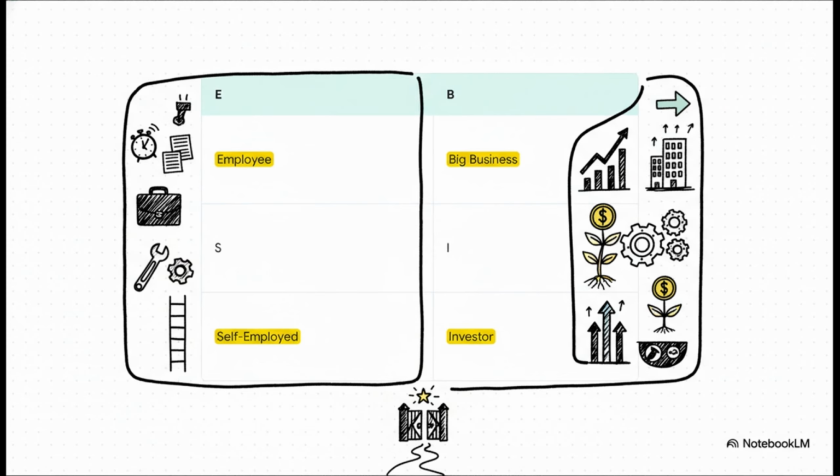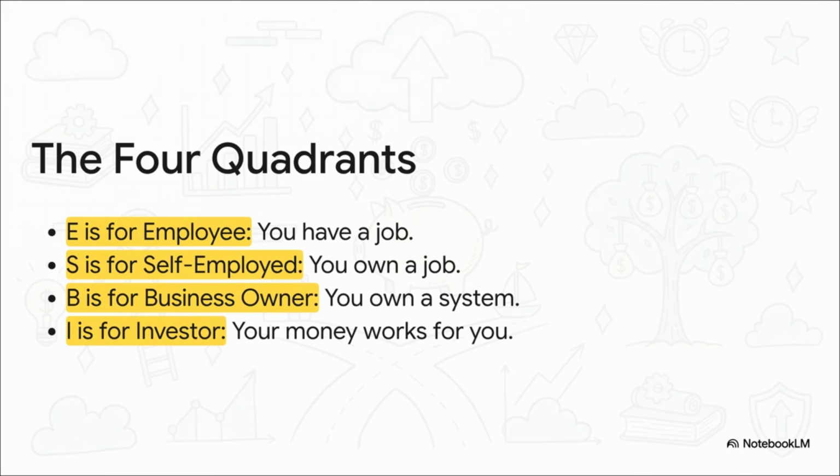Okay, so here it is. It's split into a left side and a right side. You've got the letters E and S on the left and B and I on the right. And trust me, that dividing line down the middle, that's everything. Let's break it down real quick.